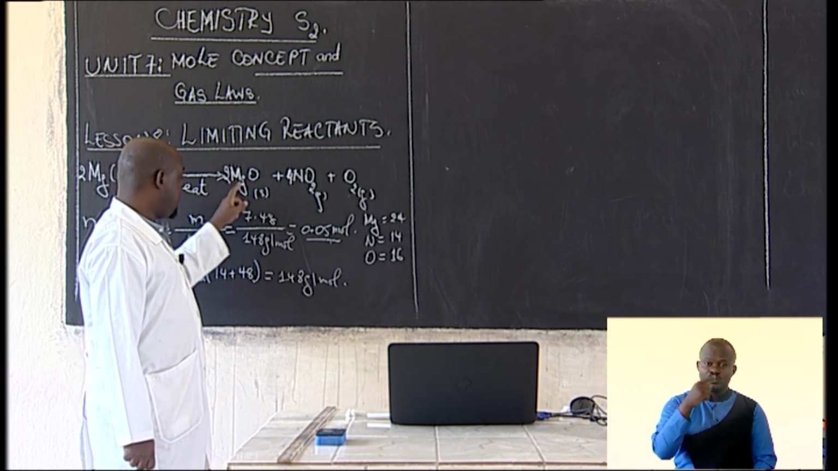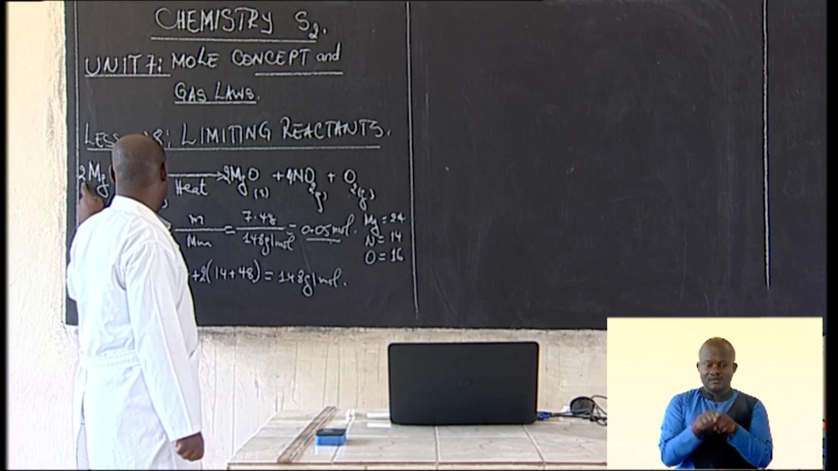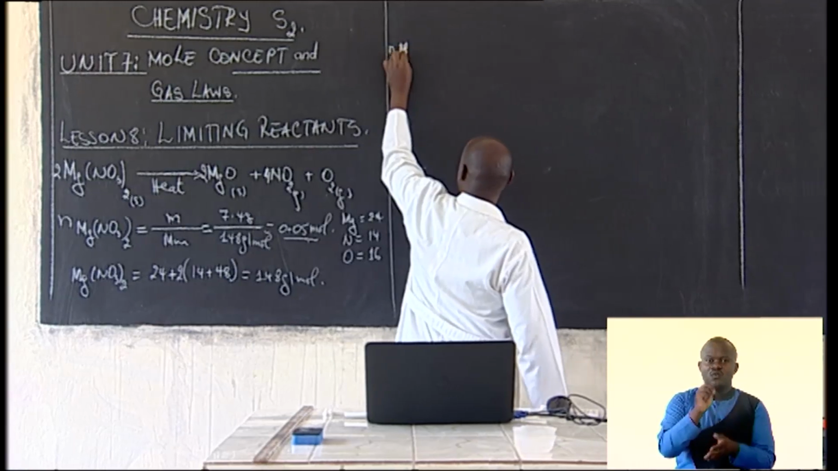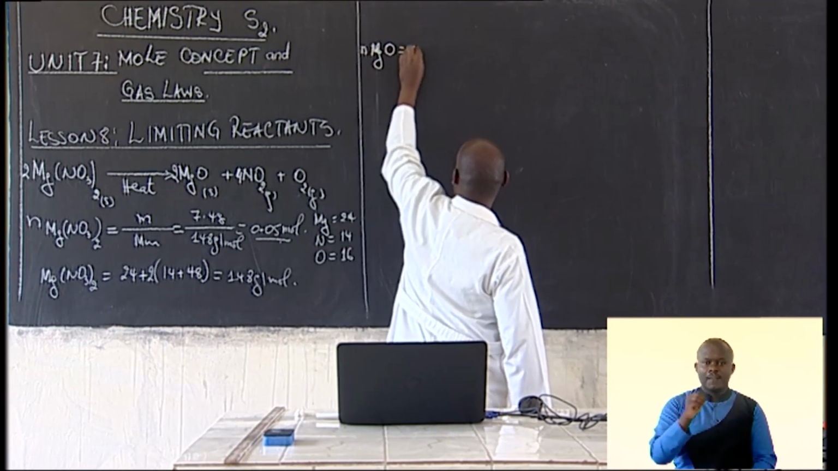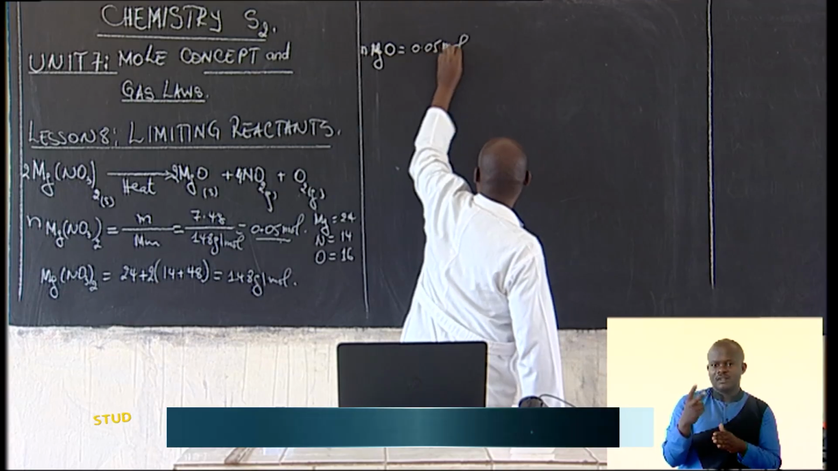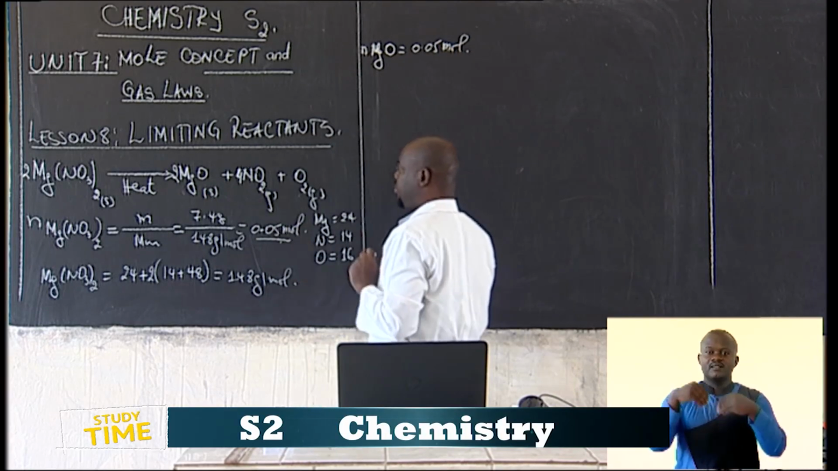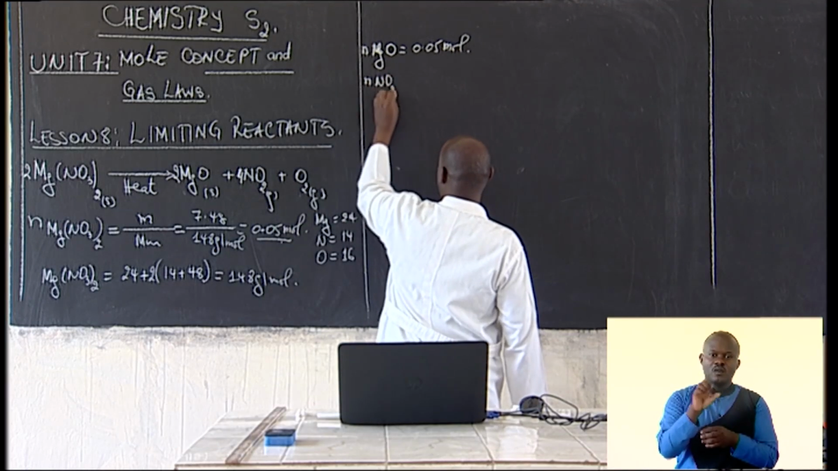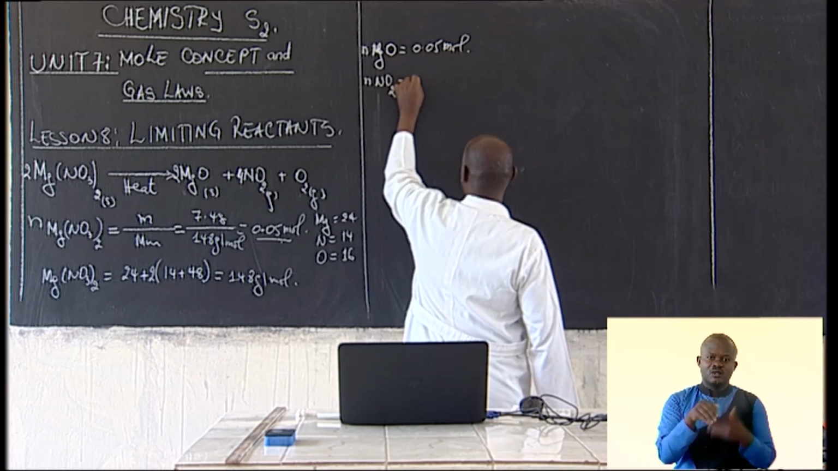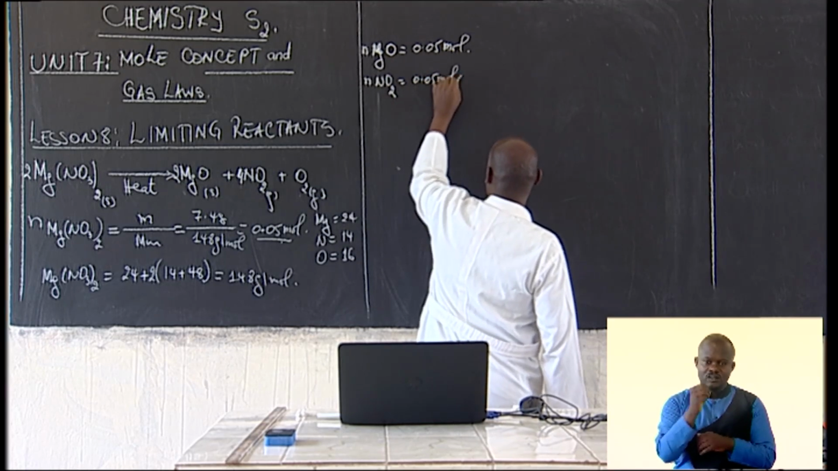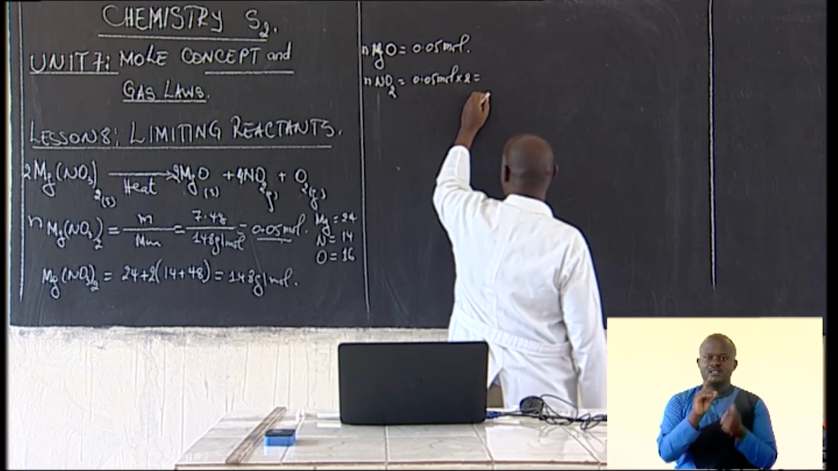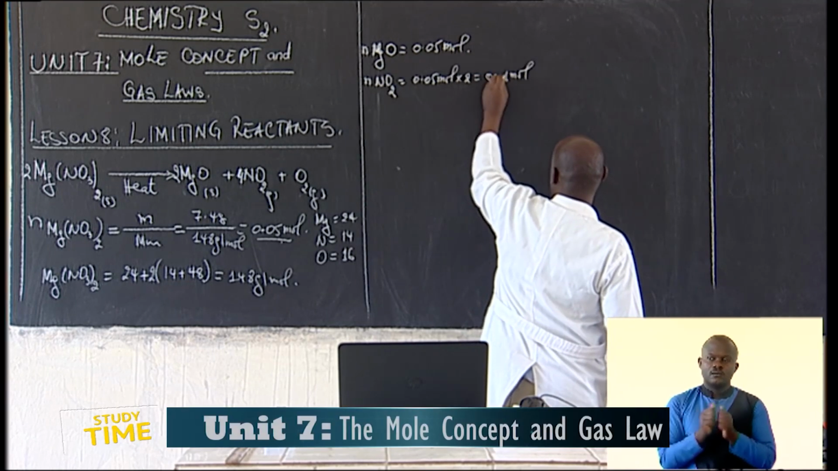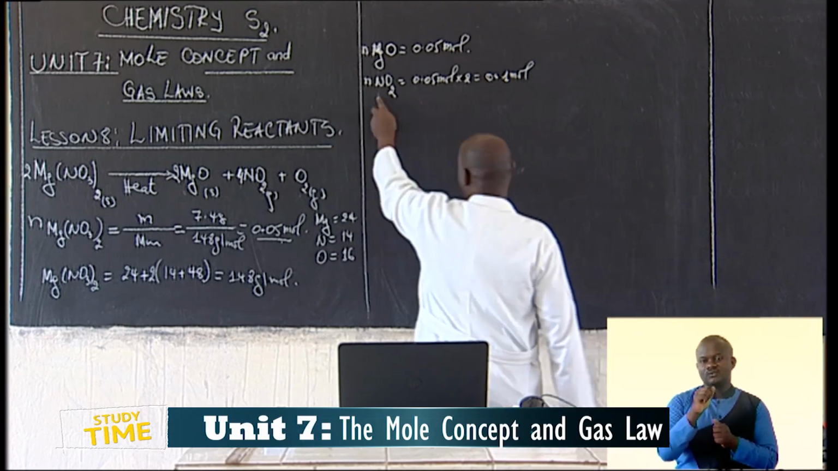So we can write 1 mole, 1 mole, okay? So we can determine the number of moles of magnesium oxide, and that will be 0.05 because 2 moles produce 2 moles. It's the same. But here it is the double. So for the number of moles of nitrogen dioxide, we produce 0.05 mole times 2, because it is the double. And that will be 0.1 mole. Okay? 0.1 mole of nitrogen dioxide.